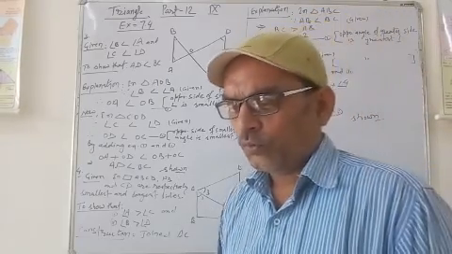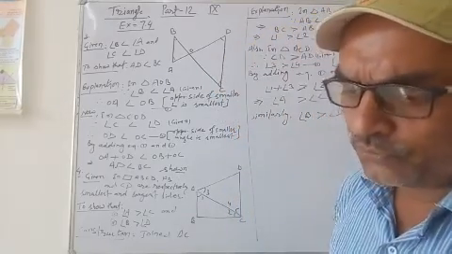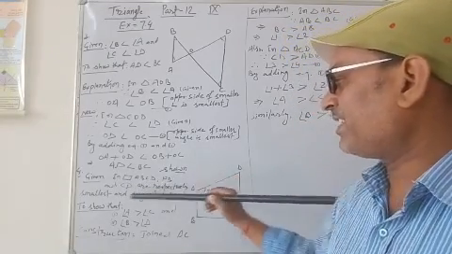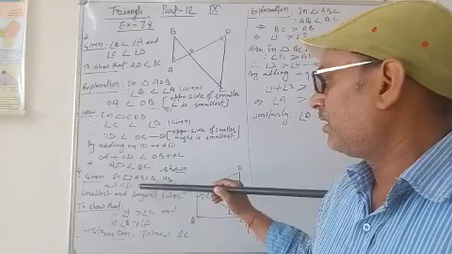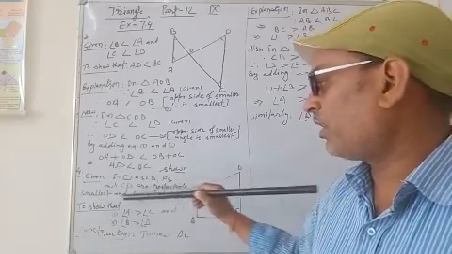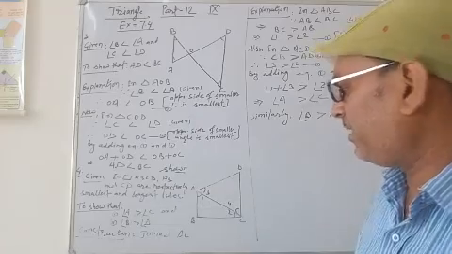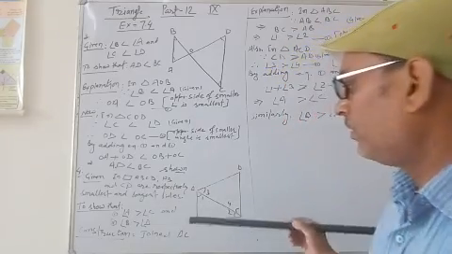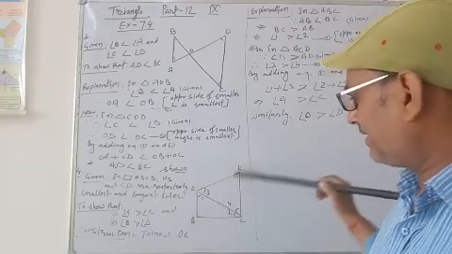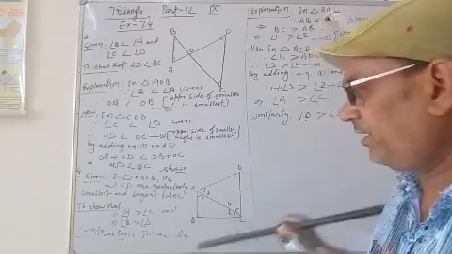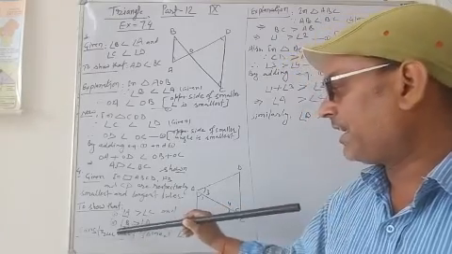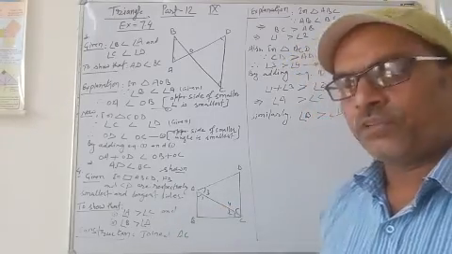Now question number 4. In question number 4, given that in quadrilateral ABCD, AB and CD are respectively the smallest and longest sides. That means AB is the smallest side and CD is the longest side of the quadrilateral. We have to show that angle A is greater than angle C and angle B is greater than angle D.